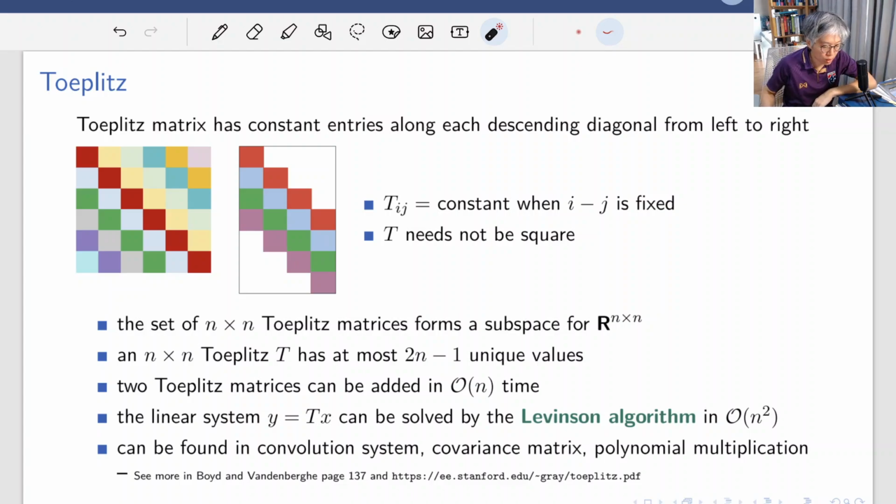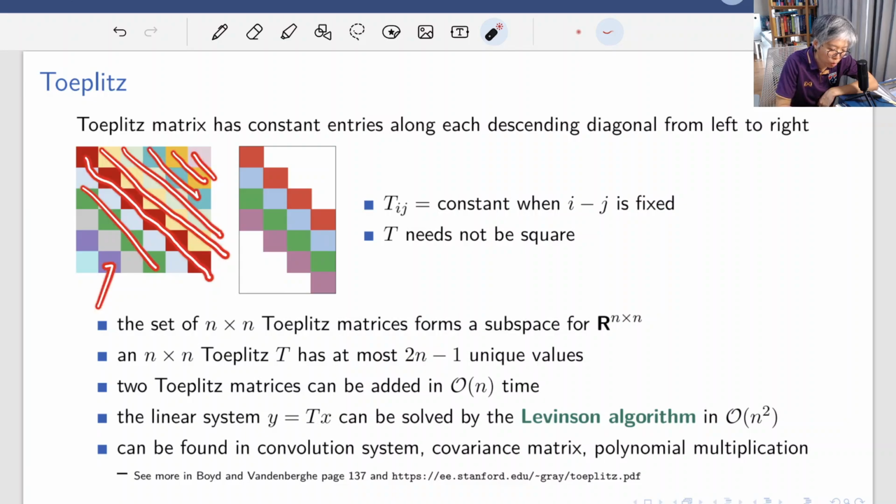Okay, in this video we talk about the last group of matrices in application. The first one I would like to introduce is Toeplitz, also the name of a mathematician. A Toeplitz matrix is one in which the value is constant along the diagonal from left to right.